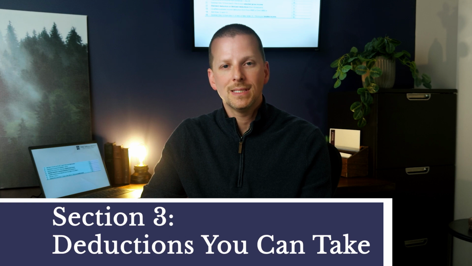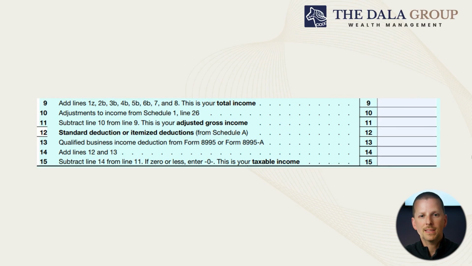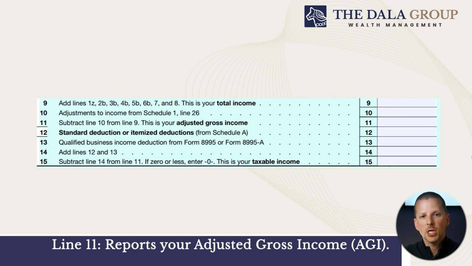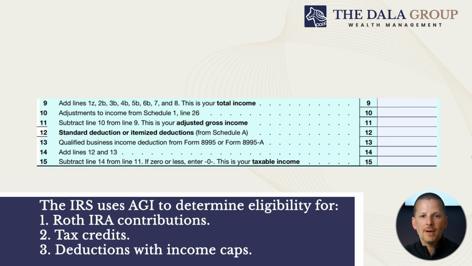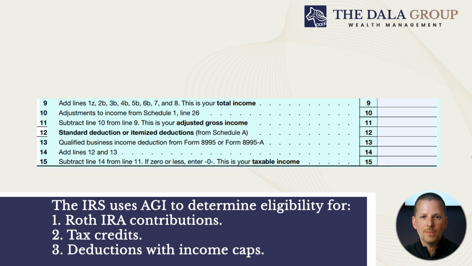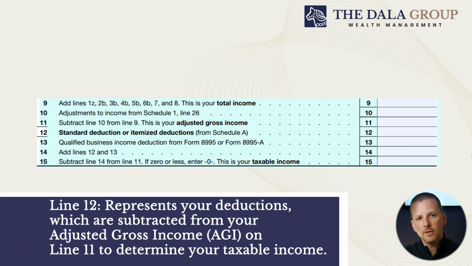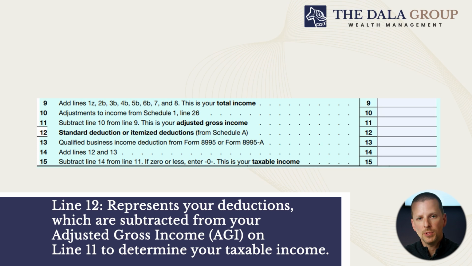Now, for rental properties, we're looking to ensure the depreciation is being reported, along with the other associated expenses. Section 3 is the deductions you can take. We're going to skip lines 9 and 10, as there aren't a lot of planning opportunities found there. So line 11 is your adjusted gross income. The IRS uses AGI to determine certain caps, such as who is allowed to make Roth IRA contributions. Line 12 is important when it comes to tax planning opportunities.